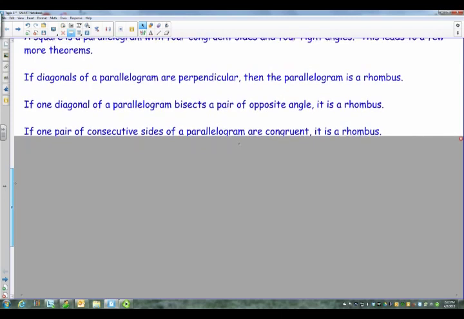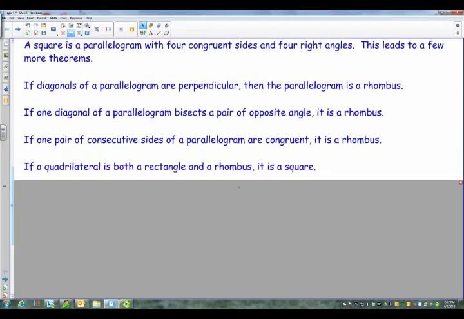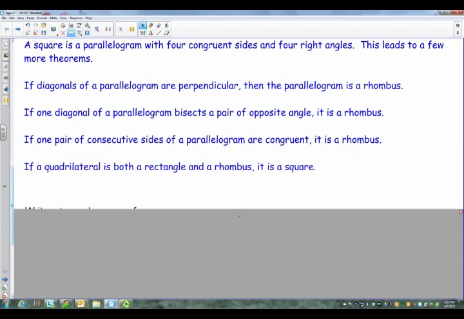Alright, so let's look at this. Few theorems that come out of this. Here we go. If diagonals of a parallelogram are perpendicular, the parallelogram is a rhombus. Okay, so they give you a parallelogram, they tell you they're perpendicular, that means it's a rhombus. If one diagonal bisects a pair of opposite angles, it's a rhombus. Now these are two things we've already seen, just basically the converse, or we're flipping those things around.